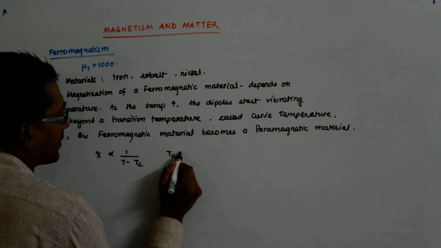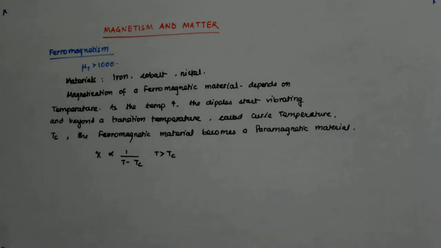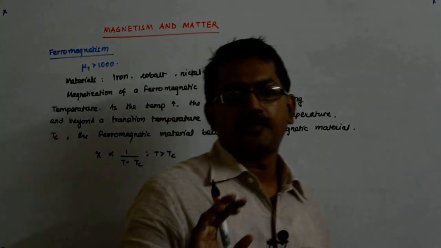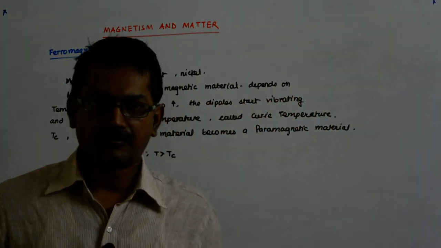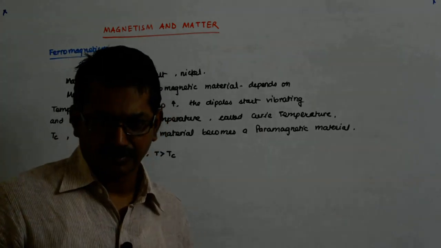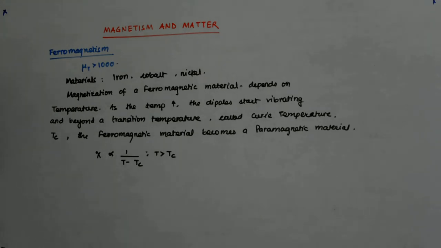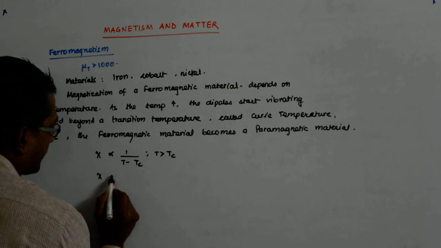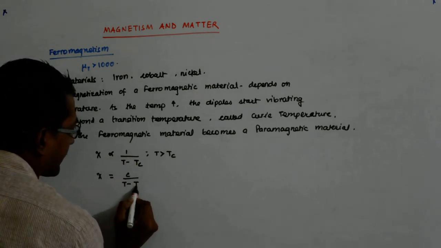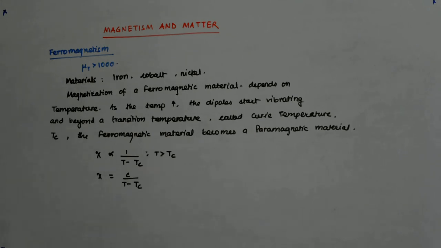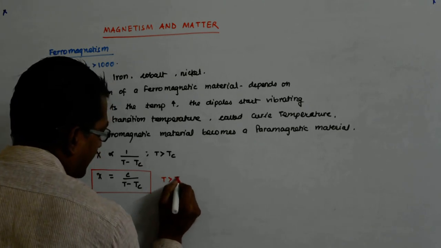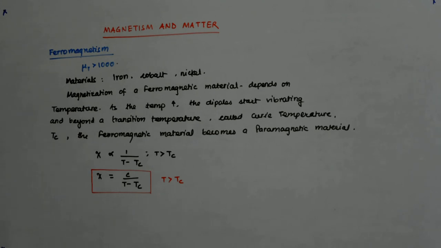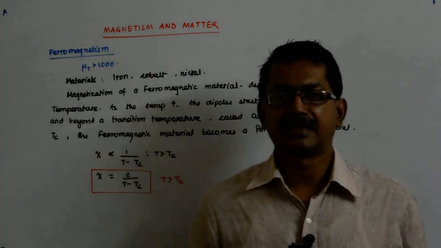Why? Because I am considering my T greater than TC. You understand? I am talking about the paramagnetic phase. That means when the ferromagnetic material, after being exposed to a high temperature, has converted into a paramagnetic material, then its susceptibility is given by this, and when this proportionality sign goes away, I get this. But one thing has to be very clear, that this holds for T greater than TC.